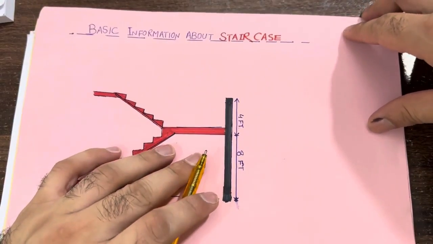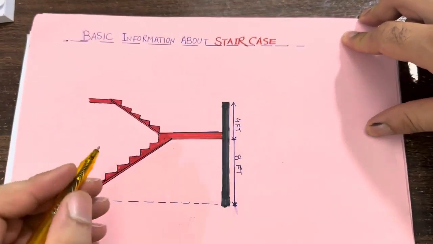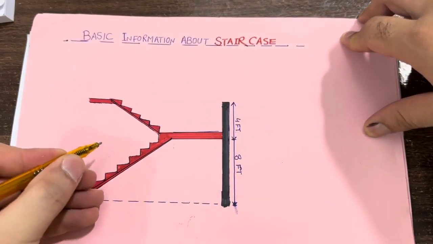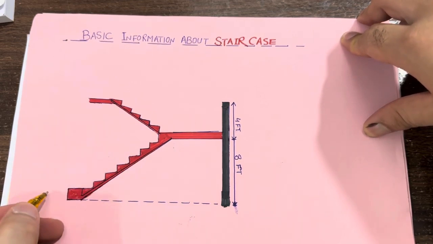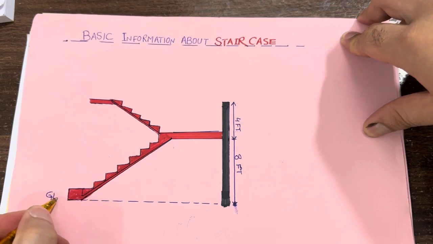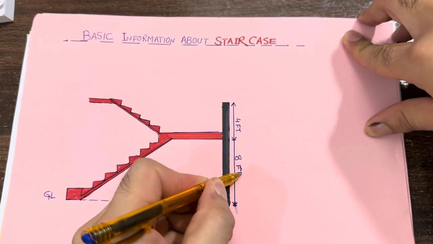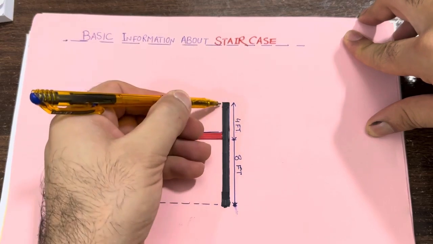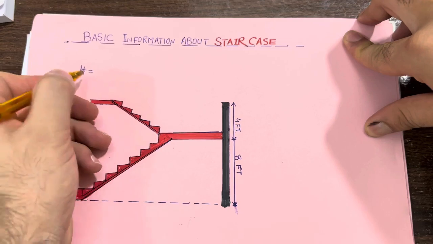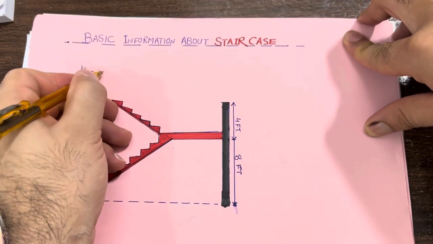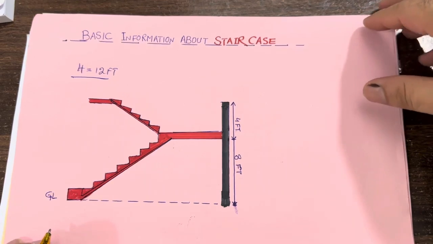In this video lecture, I would like to guide you through basic information about staircases. As you can see in this diagram, this is a dogleg stair. This is the ground level, and you can see the first landing is at a height of 8 feet and the other one is at a height of 4 feet. So the total height here is 12 feet. Let me guide you through the basic information.